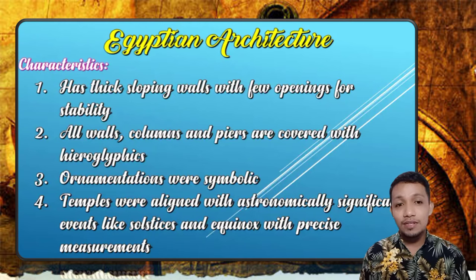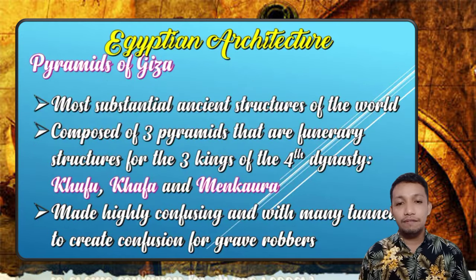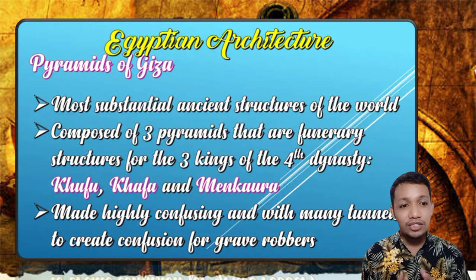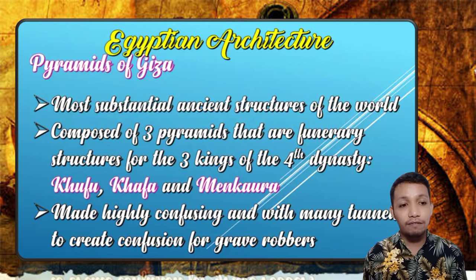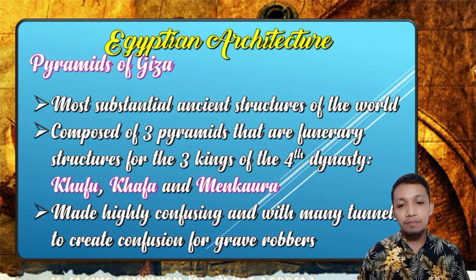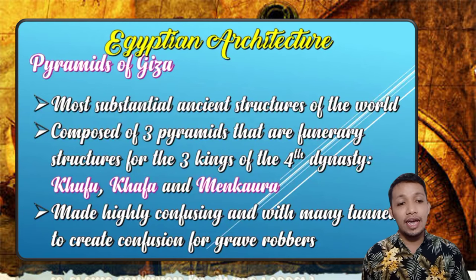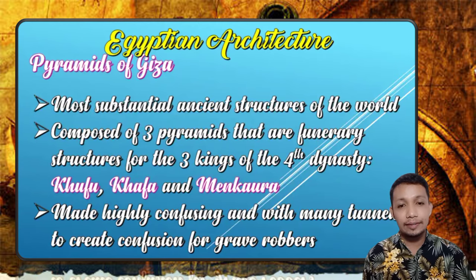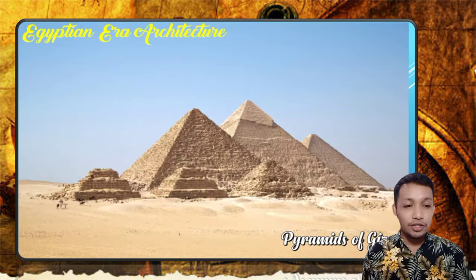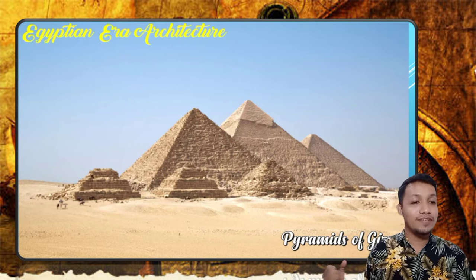And here are examples of Egyptian architecture. The first one is the pyramids of Giza. Most substantial ancient structures of the world is its title. Composed of three pyramids that are funerary structures for the three kings of the 4th dynasty, namely Khufu, Khafre, and Menkaure. Made highly confusing and with many tunnels to create confusion for grave robbers. Here is the picture or illustration of the pyramids of Giza.